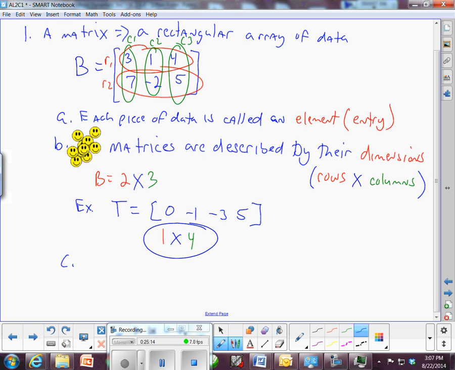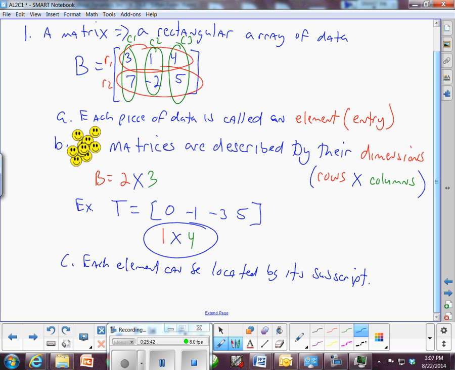C. Each element can be located by, let's say, its subscript. Say I don't see any subscripts. All right, not in the matrix itself. And here's what I mean. This is just a classification system. It's just an identification system.